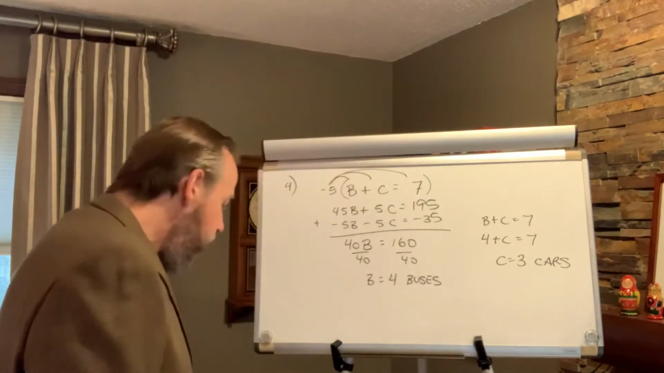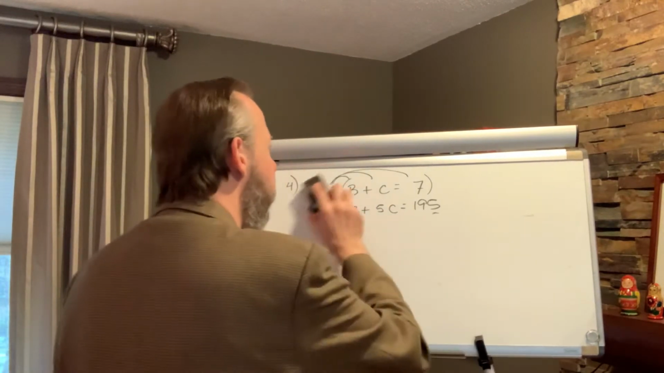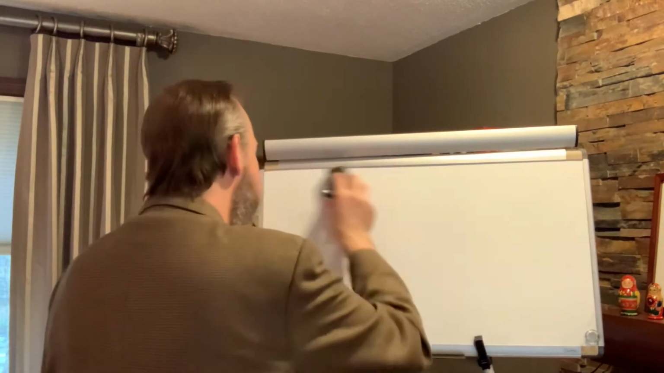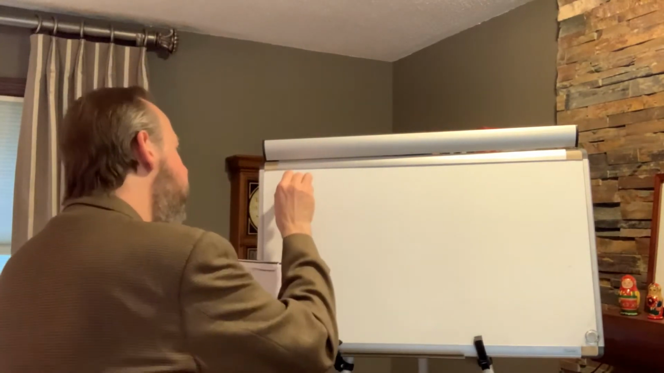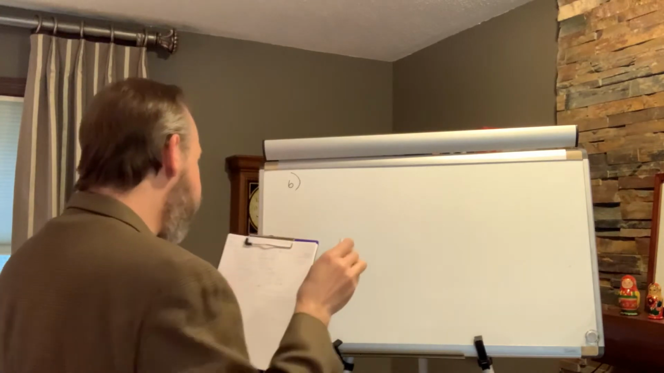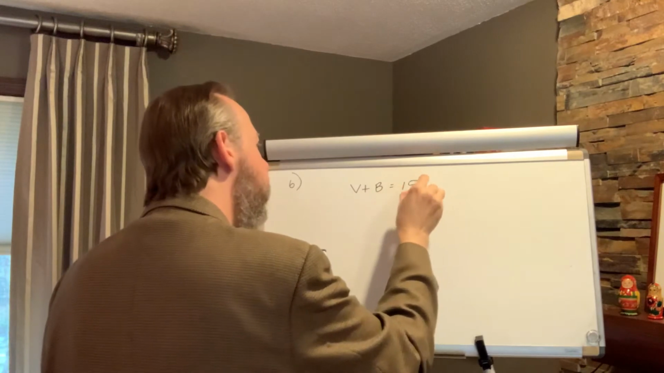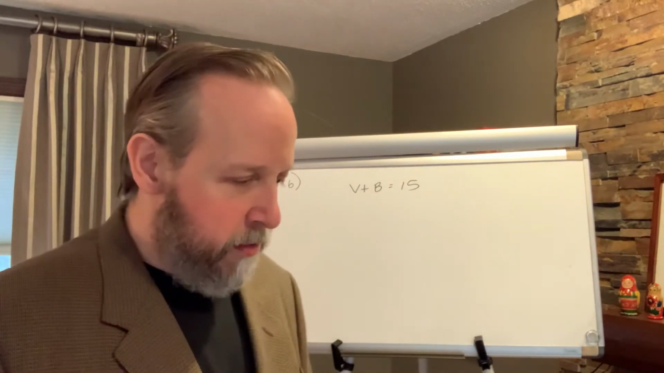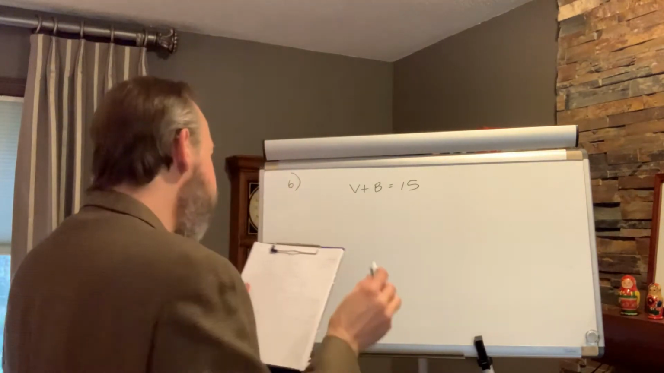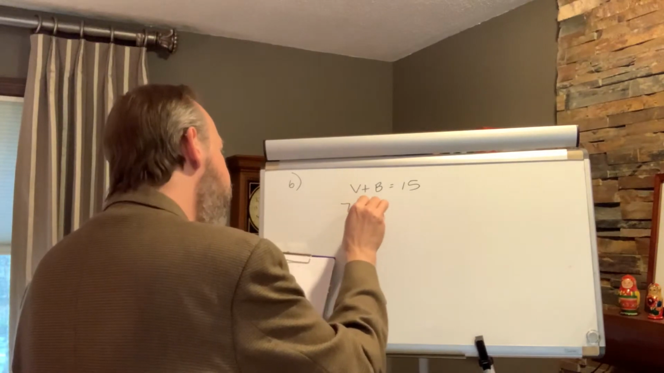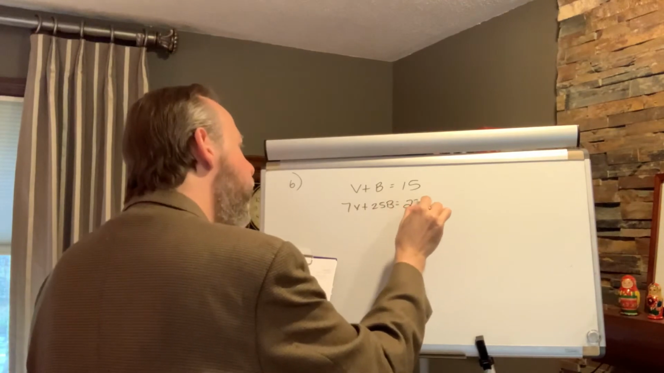Okay. The next question seems to really like field trips, so we do another field trip question. Super similar to the one that we just did. So number 6, just to set it up, we have vans and buses this time, and I know that I have 15 vehicles included on this trip. We're told also that vans hold 7 people and buses hold 25, and there's 231 people. So 7 people per van plus 25 people per bus equals 231 people.